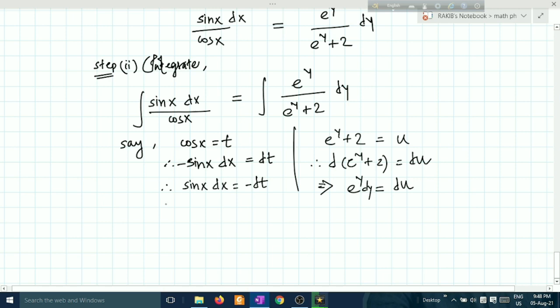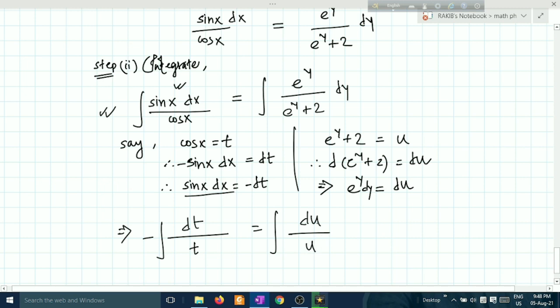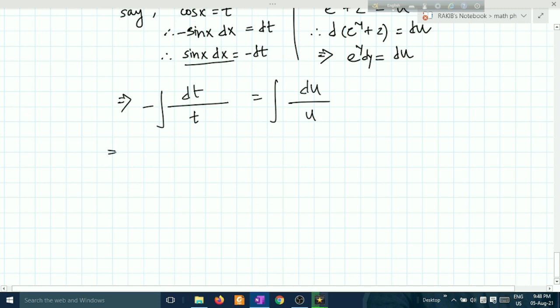So now from the above-mentioned integration, what can we say from here? Putting the value of sin x dx as minus dt, take the minus sign out of the integration, and cos x is t. In the right-hand side, e to the power y dy equals du, divided by e to the power y plus 2, which is u. Now solving this, we get minus ln t equals ln u.